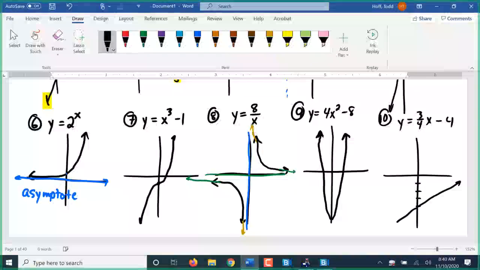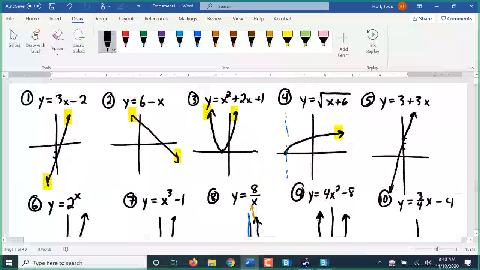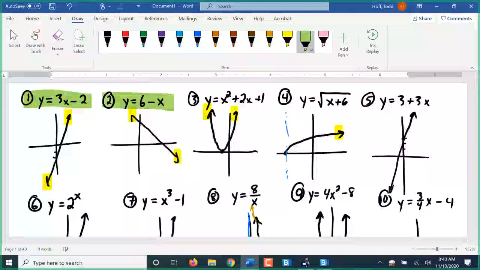We get a line like that. So the first thing I want to explore here is the 4 equations that form lines on the graph. Those 4, 1, 2, 5, and 10, formed lines on the graph.